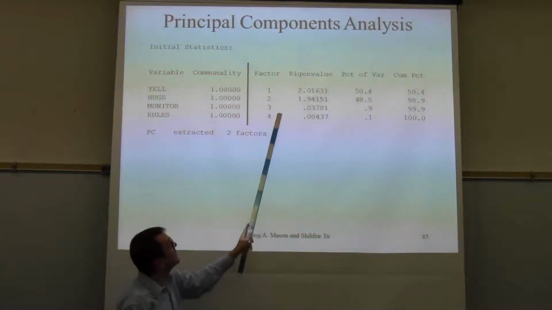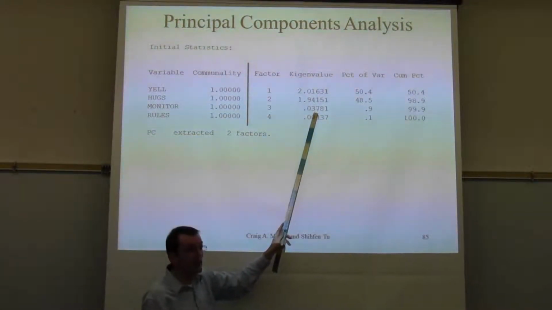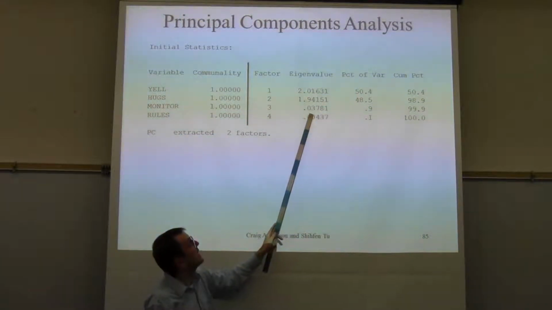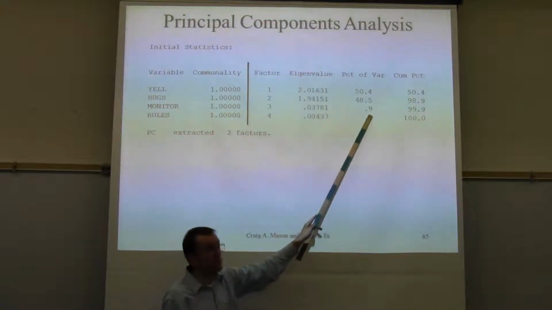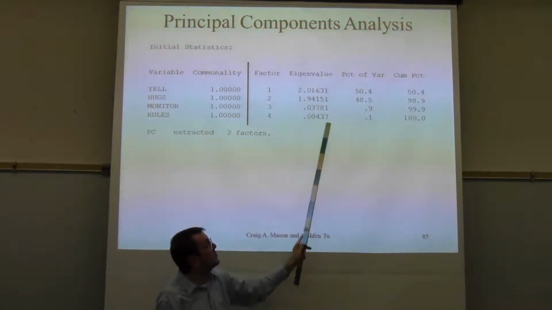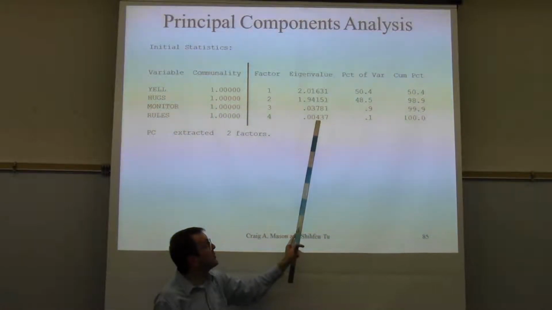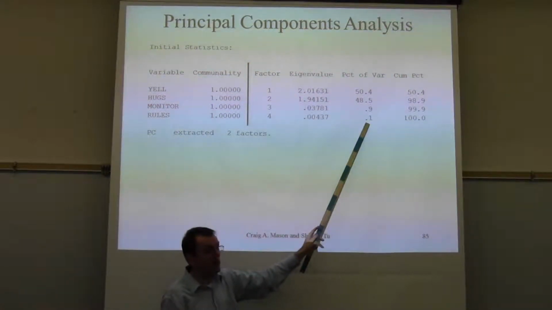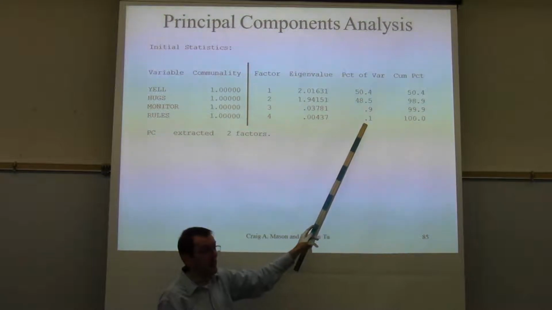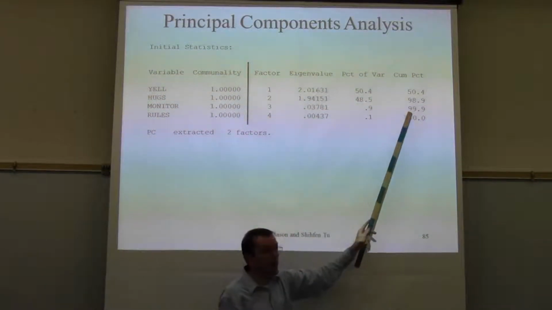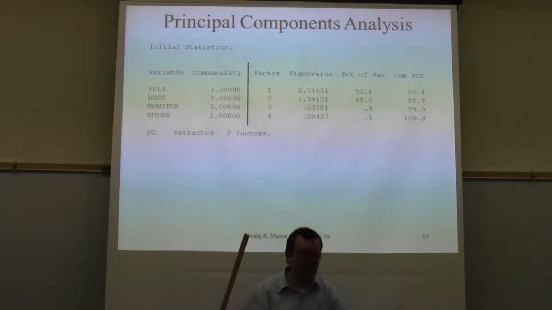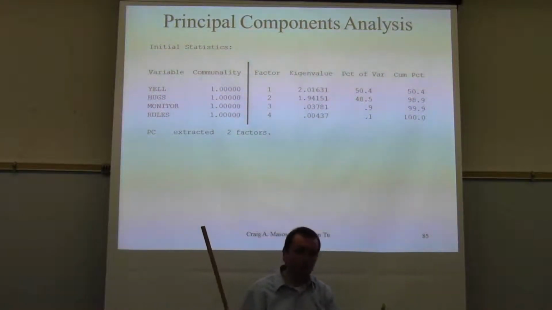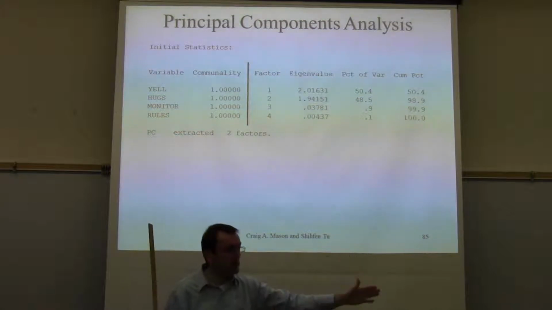The third factor now, because there's hardly any information left, just has an eigenvalue of 0.037, hardly anything, less than 1% of the information. And the final one has an eigenvalue of 0.00437, 1/10 of 1% of the variance. You add them all up for the 4 factors, it adds up to 100% because everything's there. We know we can repack 4 variables into 4 factors.